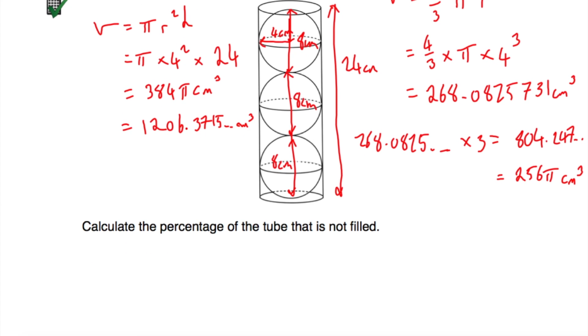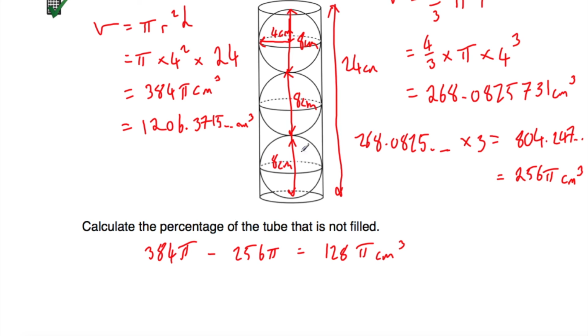Okay, so in terms of this question, we've been asked to work out the percentage of the tube that's not filled. We've got the volume of the whole tube, 384 pi. We've got the volume of the tube that is filled with the spheres, 256 pi. Well, if we take the 256 pi away from the 384 pi, that'll tell us the volume of the tube that's not filled. So 384 pi subtract 256 pi is equal to 128 pi. So the volume of this tube that is not filled is 128 pi centimetres cubed. Or as a decimal number, that's equal to 402.12338 and so on centimetres cubed.